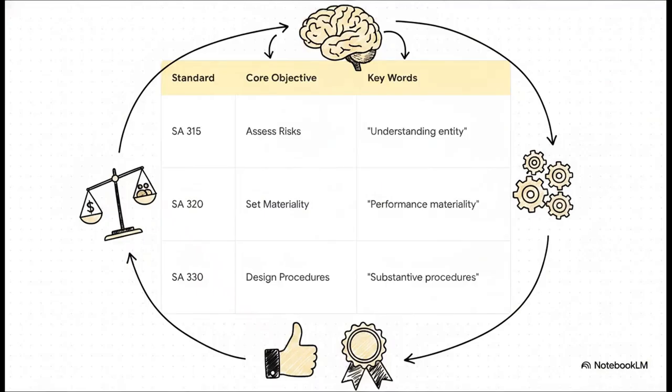Finally, Section 5, Rapid Revision Summary. Let's lock these concepts into your long-term memory right now. I want you to take a mental snapshot of how these frameworks interact. SA 315 is all about understanding the entity to assess risks. SA 320 is setting your boundaries based on users' economic decisions and establishing performance materiality. And SA 330 is your tactical response using substantive procedures and tests of controls.